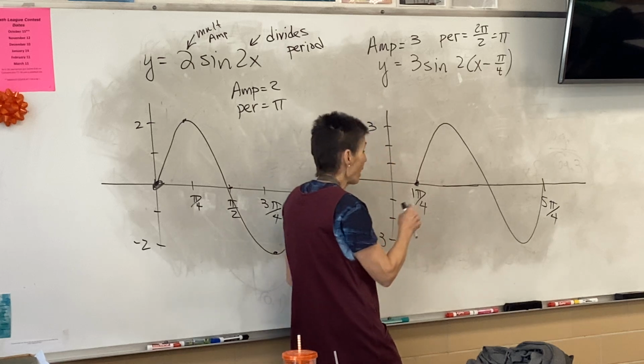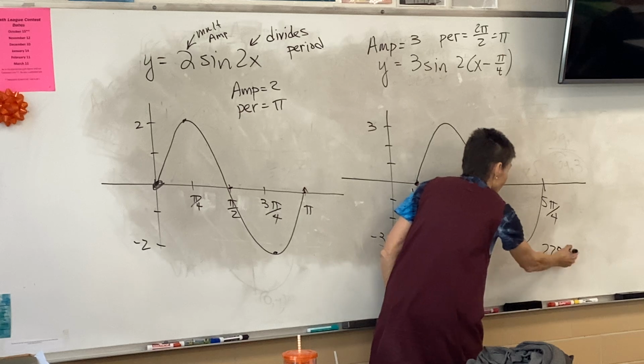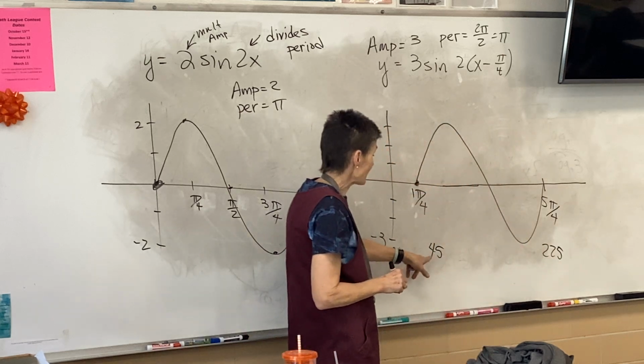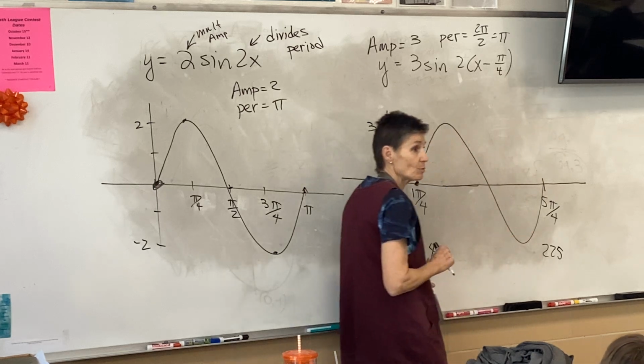A while ago, we had a problem that used these two numbers. This is 45 degrees and this is 225 degrees. Look, if I take 45 and add 180, which is pi, you know what I get? 225.